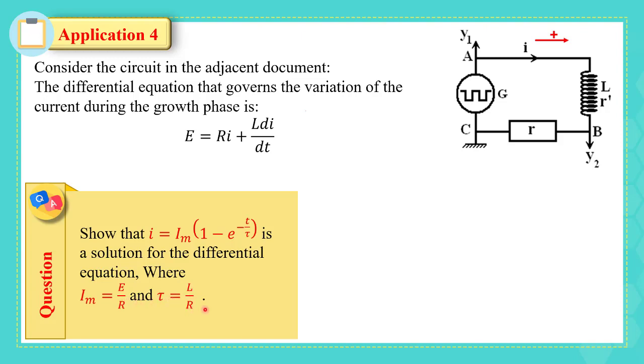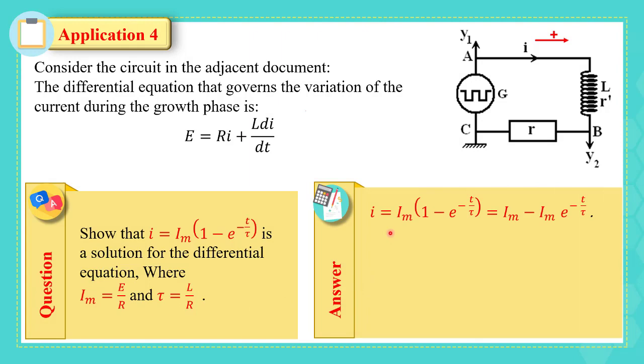Now first, I equal I maximum into 1 minus exponential minus t over tau. Let's expand the expression of I. We will have I equal I maximum minus I maximum e to the power minus t over tau. Now, we derive I with respect to time, so we will obtain di over dt equal I maximum over tau e to the power minus t over tau.